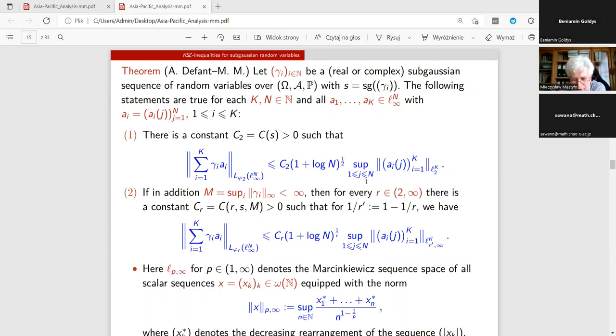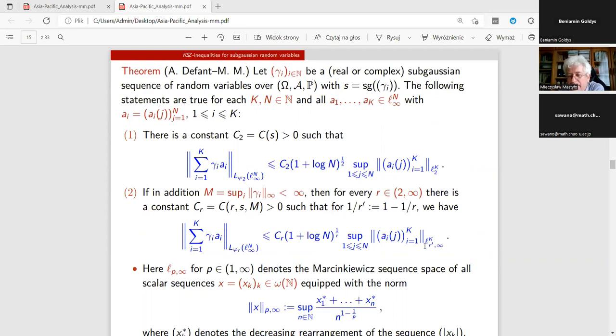This comes from this proposition. And this is the norm of this sequence in l2^K, so simply on C with dimension K, we take the Hilbert norm. Whenever R is bigger than 2, and the random variables are uniformly bounded, we have a constant which depends on this R, S, and this constant capital M. Therefore, if we consider the conjugate index of R, then we have a completely different estimation, in a similar way, but here different spaces appear.